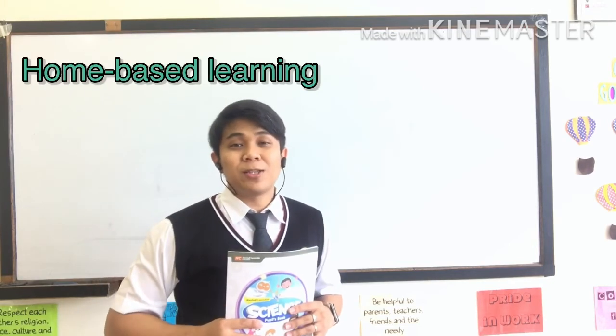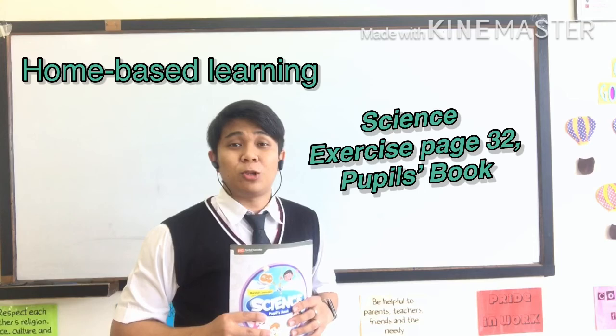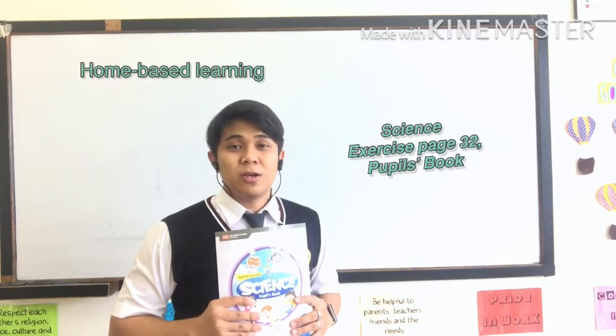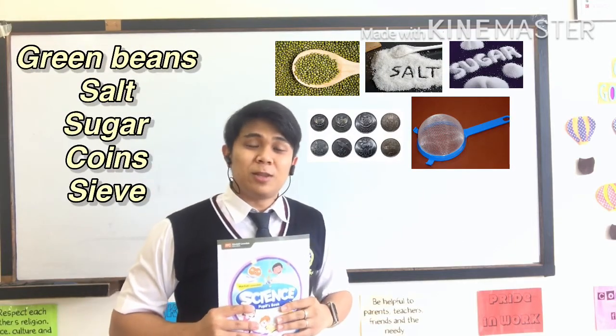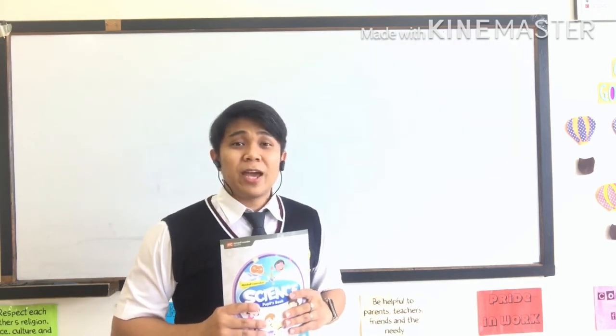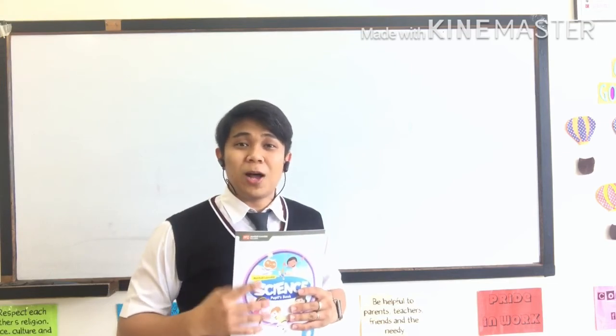For more discussions, we're going to meet in our Zoom class, so don't miss it. And of course, for our home-based learning, I want you to answer the exercise on page 32 of your pupil's book. Also, I want you to prepare the following materials. We're going to have an activity and experiment during our Zoom class so that we'll know how to separate and mix solid materials.